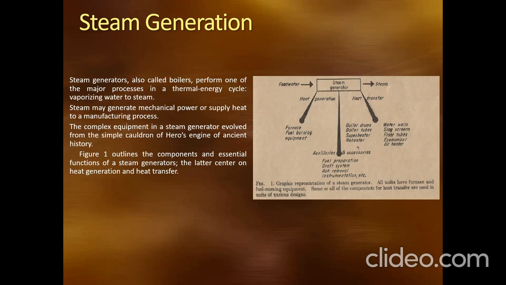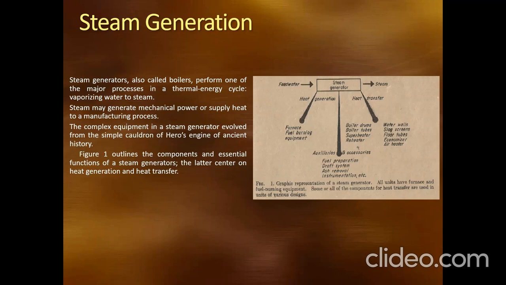So Figure 1 outlines the components and essential function of a steam generator. The latter center on the heat generation and heat transfer. This is from Figure 1, the graphic representation of a steam generator. All units have furnace and fuel burning equipment. Some or all of the components for heat transfer are used in units of various design. Ito yung feed water to steam generator, then lalabas sa steam. So feed water dyan, meron sa heat generation, yung input niya is yung furnace, fuel burning equipment.